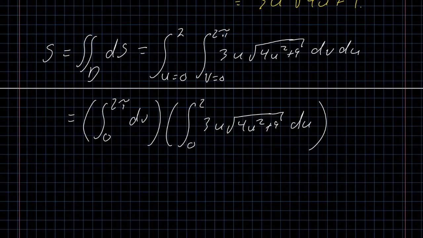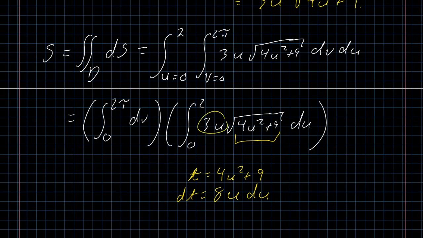The most confusing thing about doing this integral is that I want to do a u substitution, but I've already got u going on. I've already got v going on, so I need some other dummy variable. How about t? T equals 4u squared plus 9, so dt is going to be 8u du. We've got 3u, we need 8u. That's just a factor of 3/8 extra.